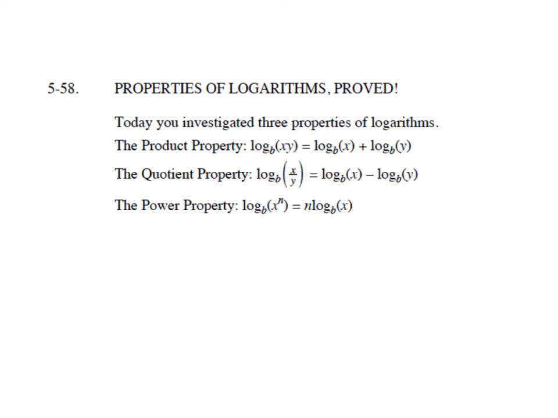Class, here are the properties that you studied. The product property of logs, the log base b of x times y is the log of the first factor plus the log of the second. Our quotient property of logs, log base b of x divided by y, is the log base b of the numerator minus log base b of the denominator. And then the power property, log base b of x to the n is the same as n times log base b of x.